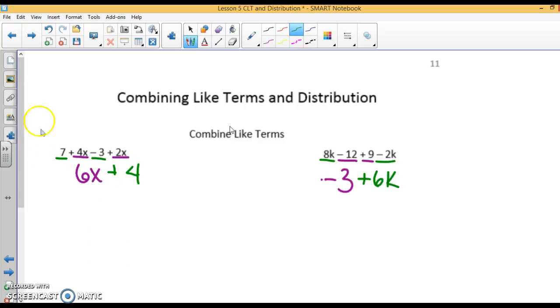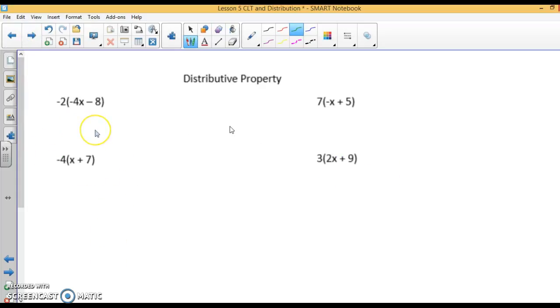All right, if you look below those, I have a couple distributive property examples. Like always, we're going to take what's out front, distribute it inside. In my first example, I have negative 2 times the quantity negative 4x minus 8. So when I take my negative 2 and multiply it inside, I will get 8x plus 16 because I am doing two negatives, right? When we multiply two negatives together, we get a positive.